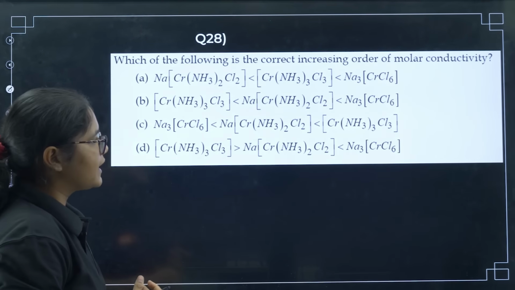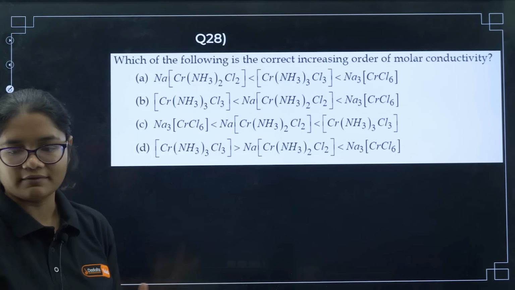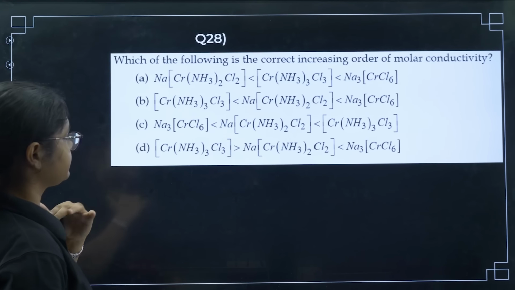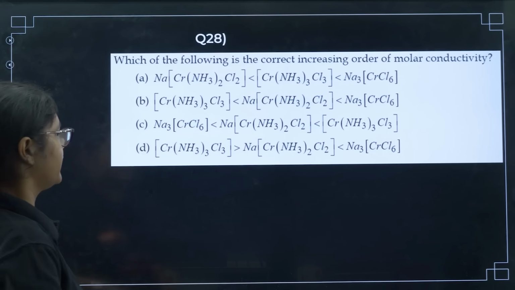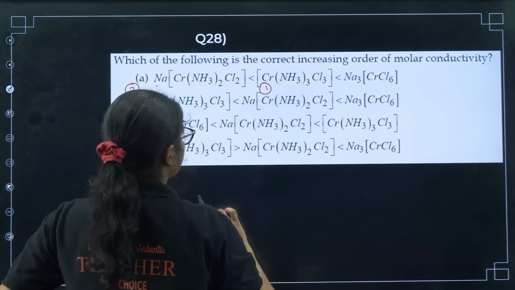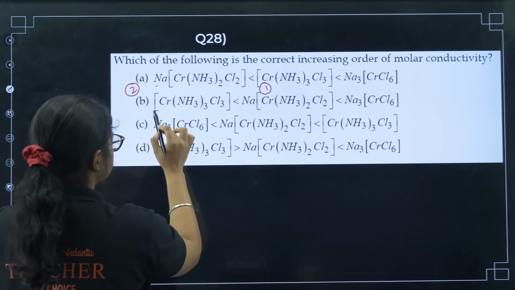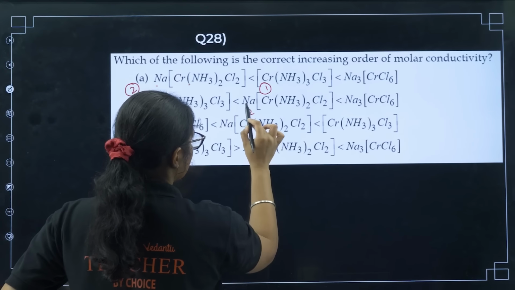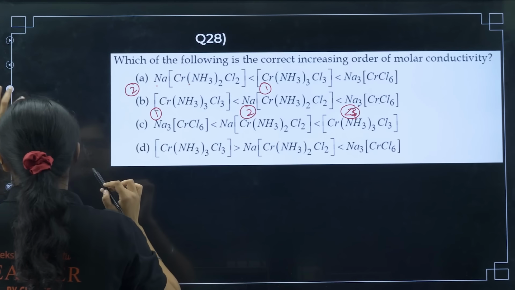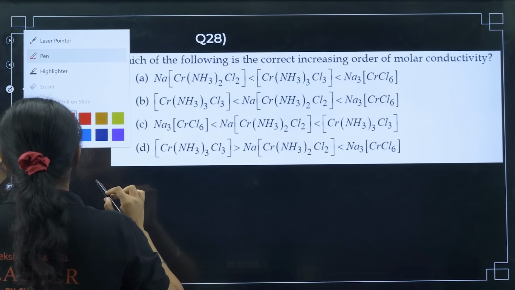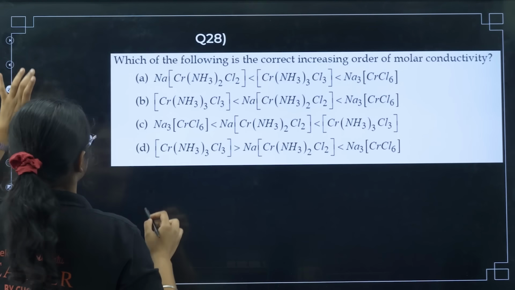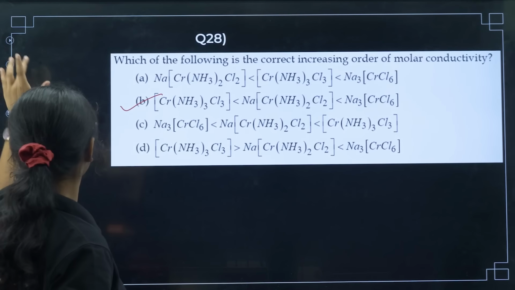Next, which of the following is correct in the increasing order of their molar conductivity? So again you have to find the number of ions here. So I have this complex, increasing order of molar conductivity, okay. Here I will get 1 plus 1, 2 ions. Here I will get 1 ion. So it is not increasing. So this compound should be given in the starting. So this one, here I will get 1 ion. Here I will get 2 ions. And here I will get 3 plus 1, 4 ions, right? 1, 2 and 4. So the correct answer for this question will be option number B here, okay.